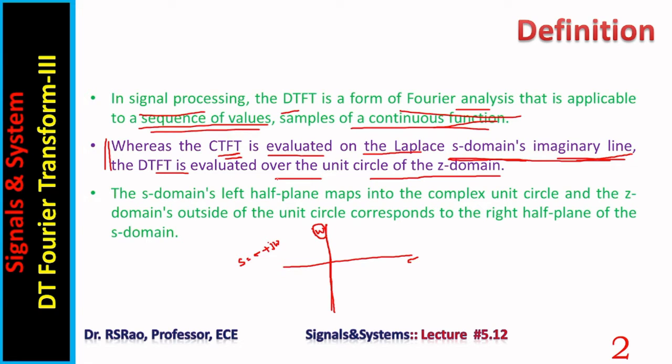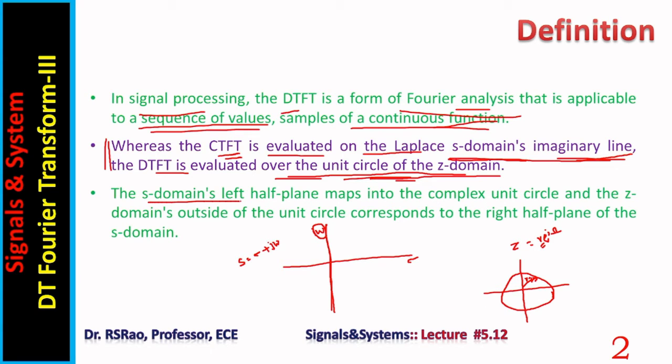The DTFT is evaluated over the unit circle of the Z domain. Z stands for R e power j omega. Different Z values can also be denoted over a complex plane. When R is 1, values of Z fall on a circle whose radius is 1. It is called a unit circle. The DTFT is evaluated over the unit circle of the Z domain.